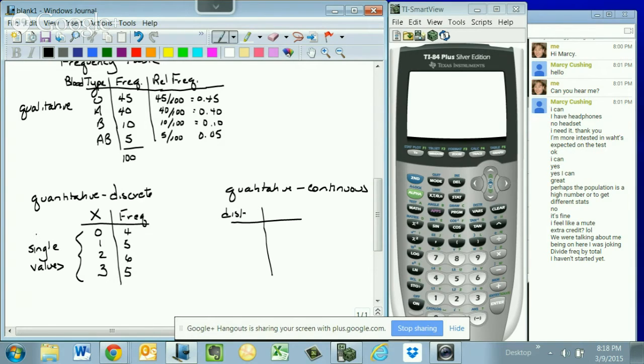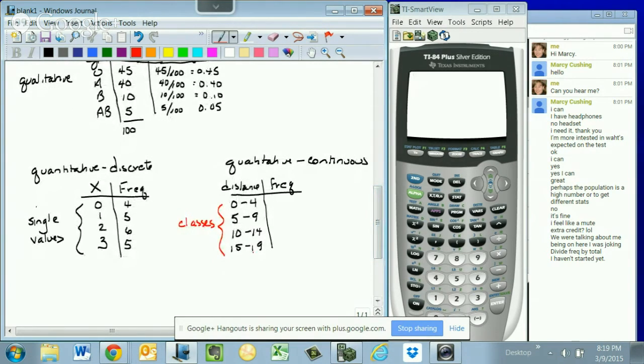So let's say distance from school. You could say, 0 to 4 miles, 5 to 9 miles, and so on and so forth, where these are called classes. So you would do this if you had a lot of distinct values in your data set and you didn't want to list them all out individually. You'd create ranges of values, which are called classes. And it's important when you do this that your class widths are the same. You don't want to have some very narrow and some very wide.